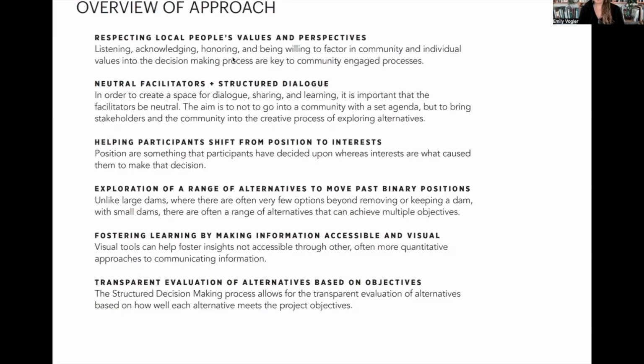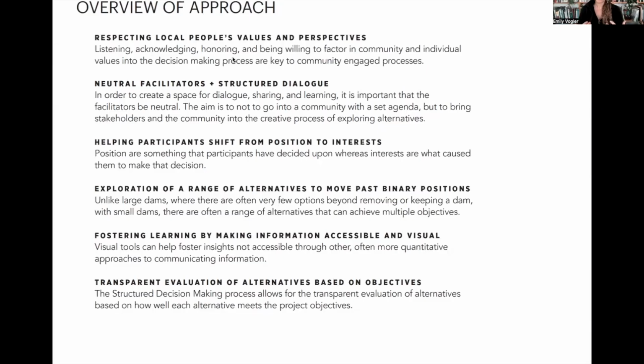The other part is helping participants to shift from positions to interests. Positions are something that participants have already decided upon, whereas interests are what caused them to make that decision. So a position would be, I want to remove the dam, or I want to keep the dam. And an interest is, I want to preserve history, or I want to improve fish passage. What's important about shifting the conversation early on into an interest-based conversation is that once we're talking about interests, we're actually finding a space for negotiation, and that's key.